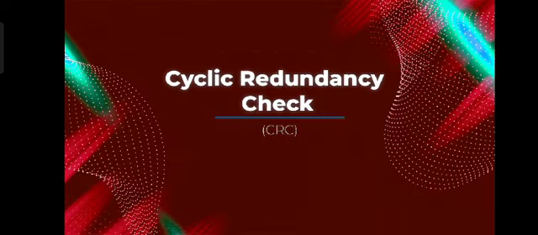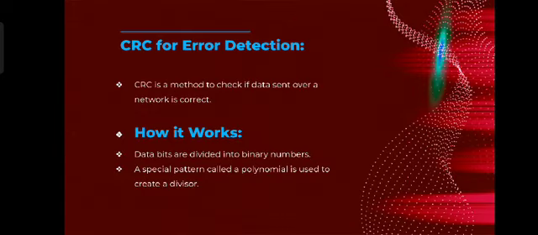So what is actually cyclic redundancy check? This is the method, or we can say the technique, that is used to detect errors during the transmission from the sender's part to the receiver's part. Redundancy is nothing but the duplication of the data. So let us know how it works.